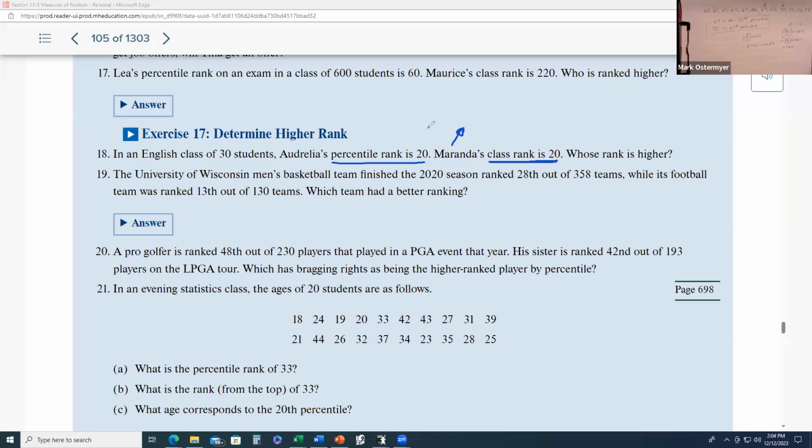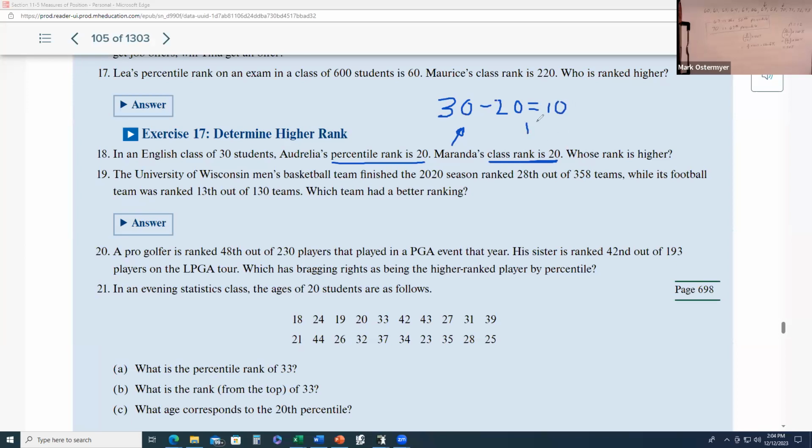How many students totally are in the class? 30. So how many finished below Miranda? 30 minus 20, or 10 students finished below her. And because 10 students finished below her, we can now compute her percentile rank.